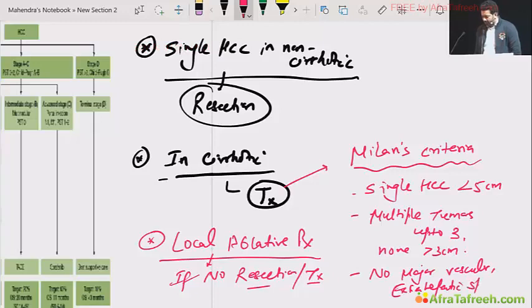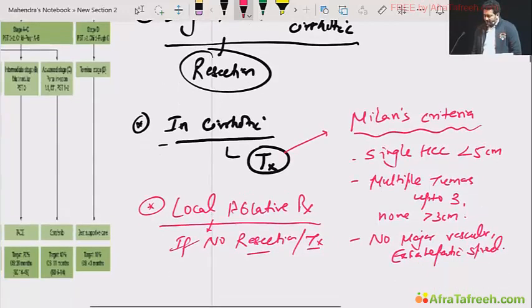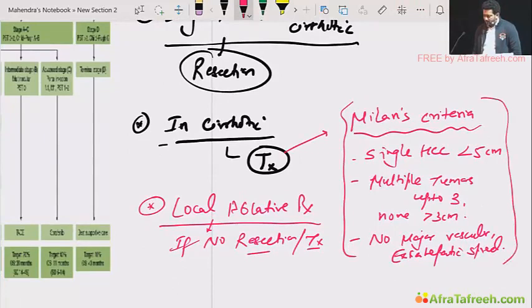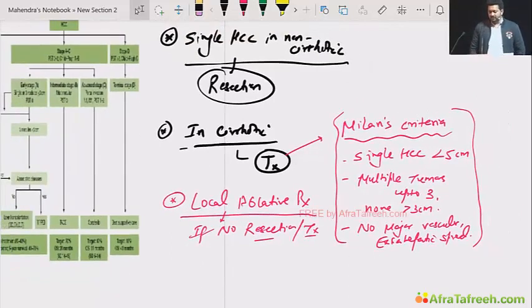Although these days people believe that among transplant and resection, transplant is a better option, you have to follow this: transplant is something which is not readily available, you cannot simply do a transplant. You need to find a donor, and there are lots of matching issues and legal issues. So that's why resection is still the first line treatment in single HCC in a non-cirrhotic liver. Okay, so this is Milan criteria.